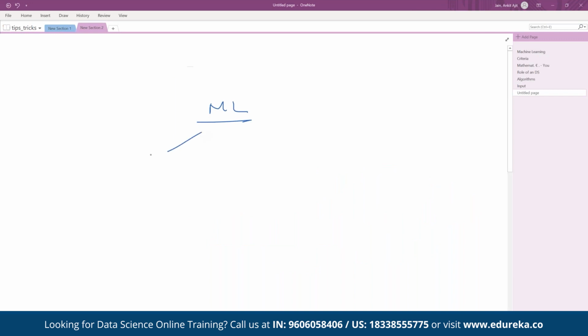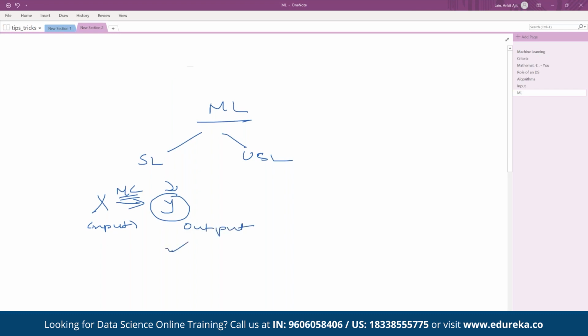Now in this case, SL is supervised learning and USL is unsupervised learning. In supervised learning, you feed in the X, and if your Y is known, you exactly know what you want to train the model on. What is my target variable or my output? If that is known to you, then it is known as a supervised machine learning model.